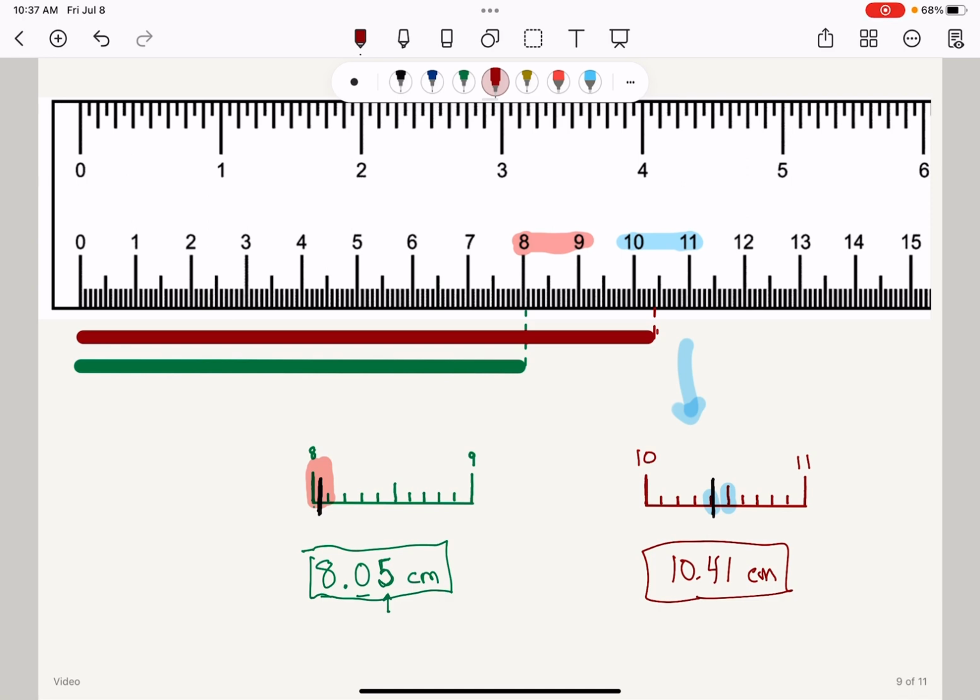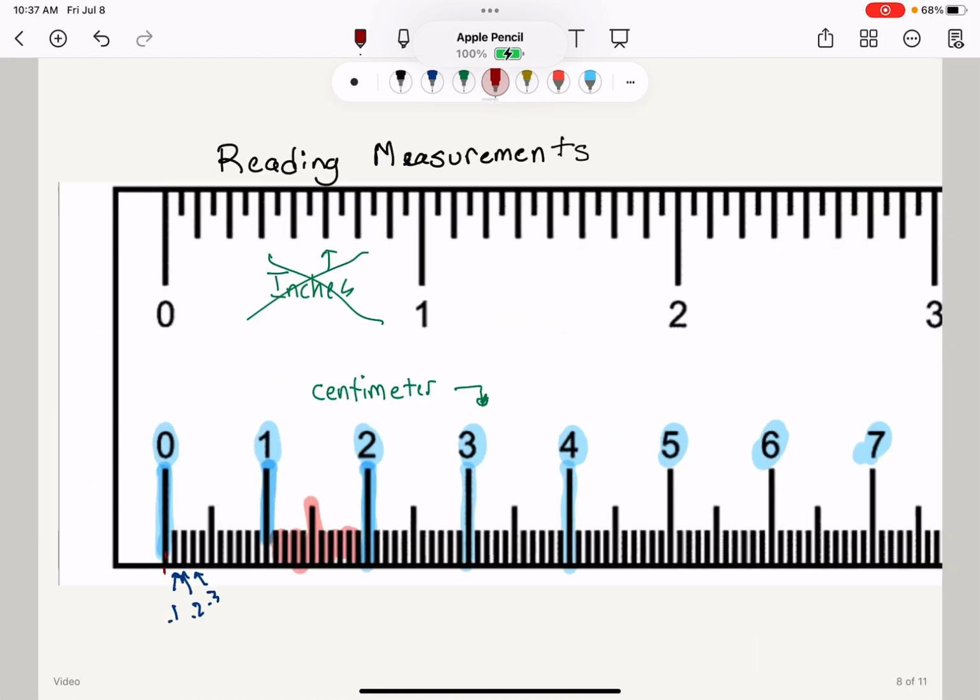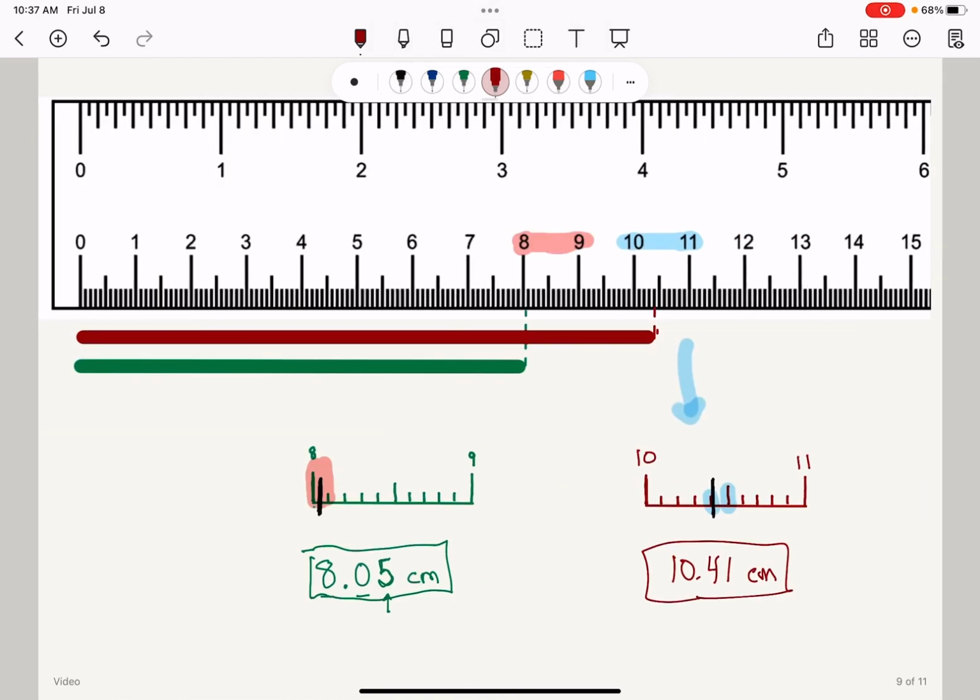So, overall summary of measurement. Step 1, identify your scale, just like we did here. Identify what you're looking at, what each tick represents. Step 2, record all the numbers that you know for sure, and then end with one uncertain number.